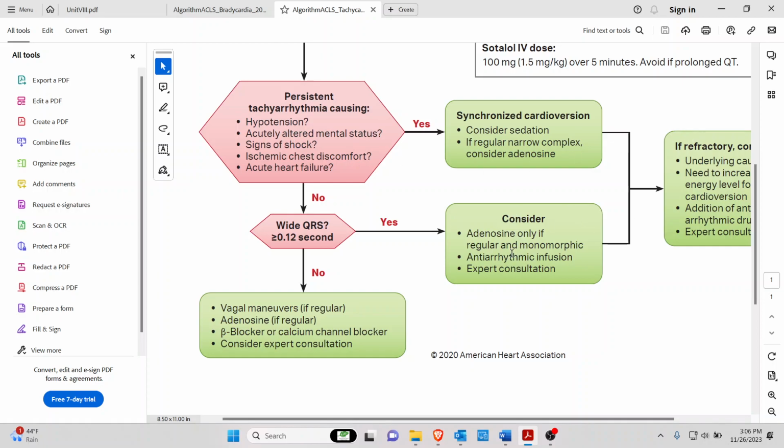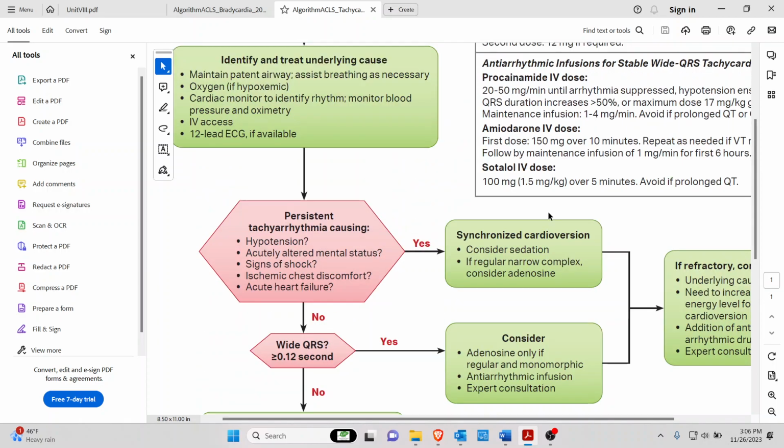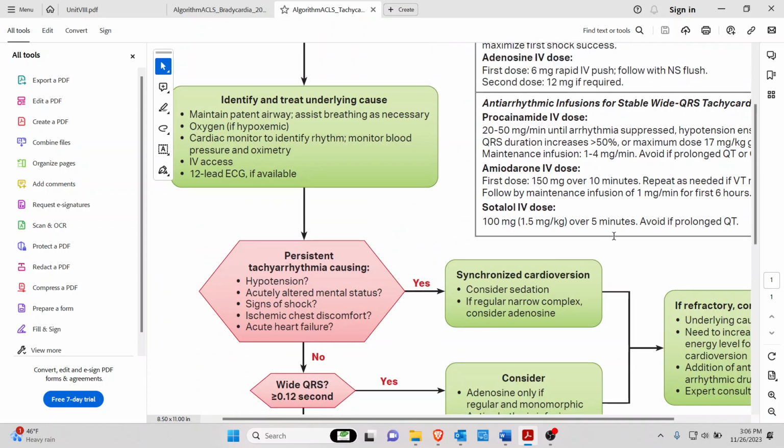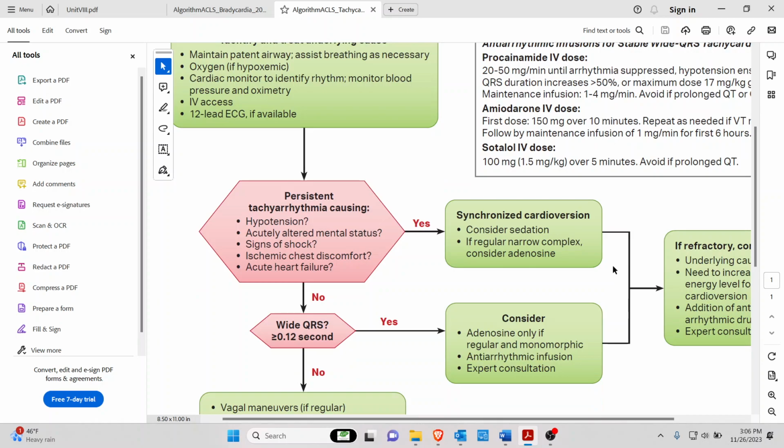Adenosine is an option for you, but really the first thing that you need to go to is an infusion of amiodarone. Amiodarone is diluted in a 100 bag, the smallest bag that you have, 150 milligrams in 100 mLs of fluid, and then you are going to infuse that over 10 minutes as you see here listed. That is the stable treatment for wide complex tachycardia.